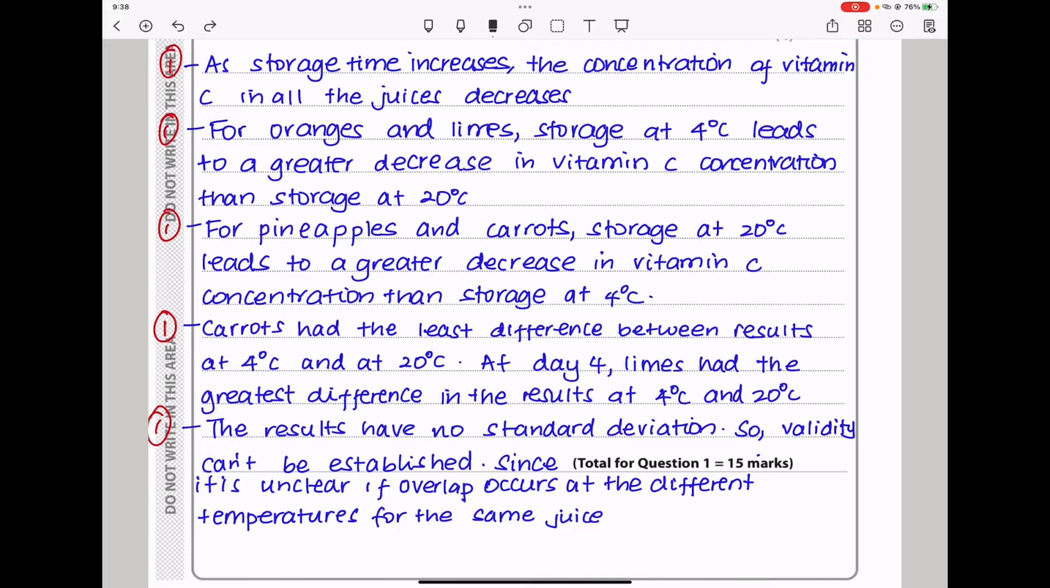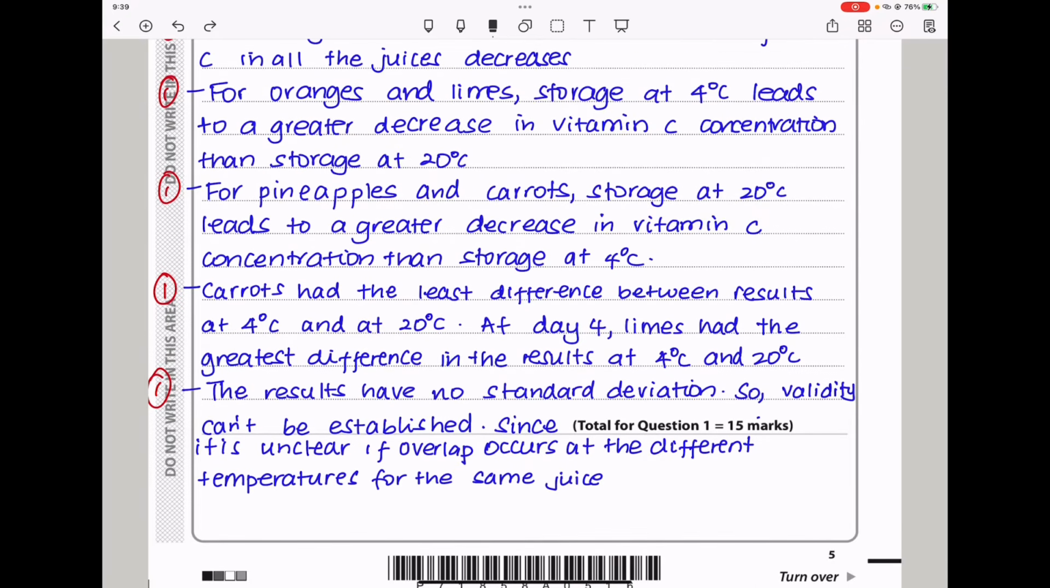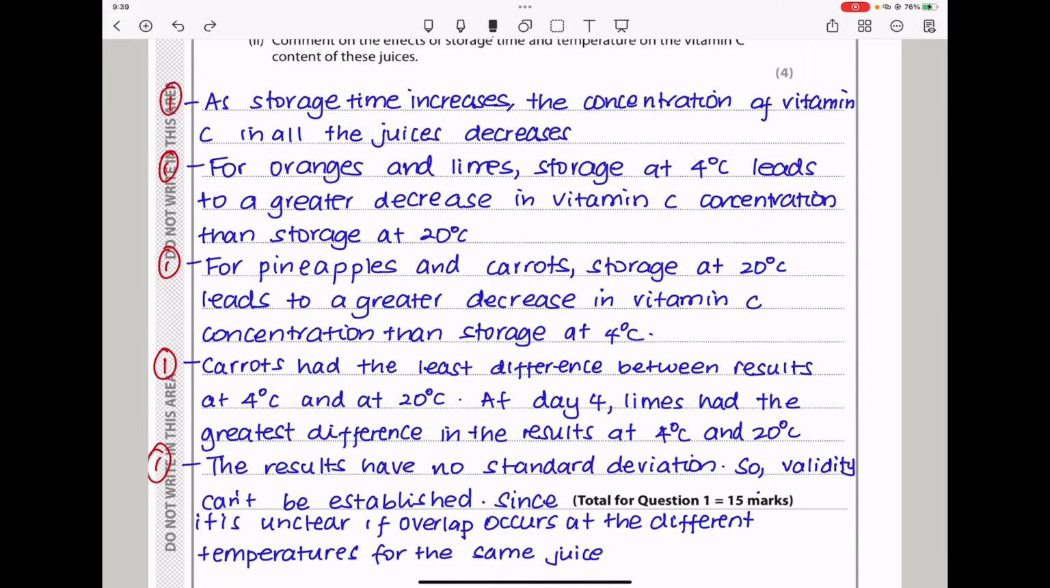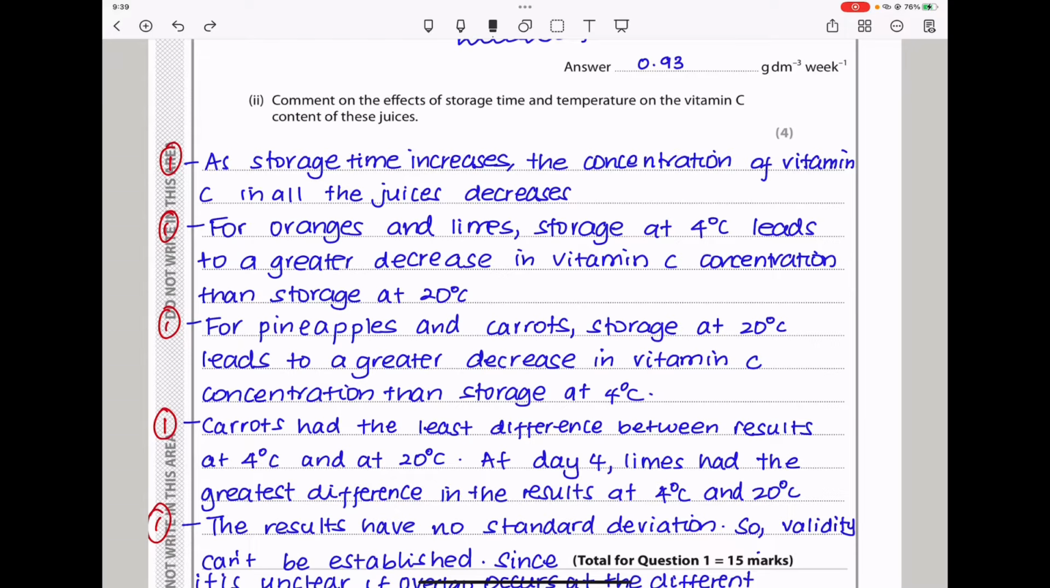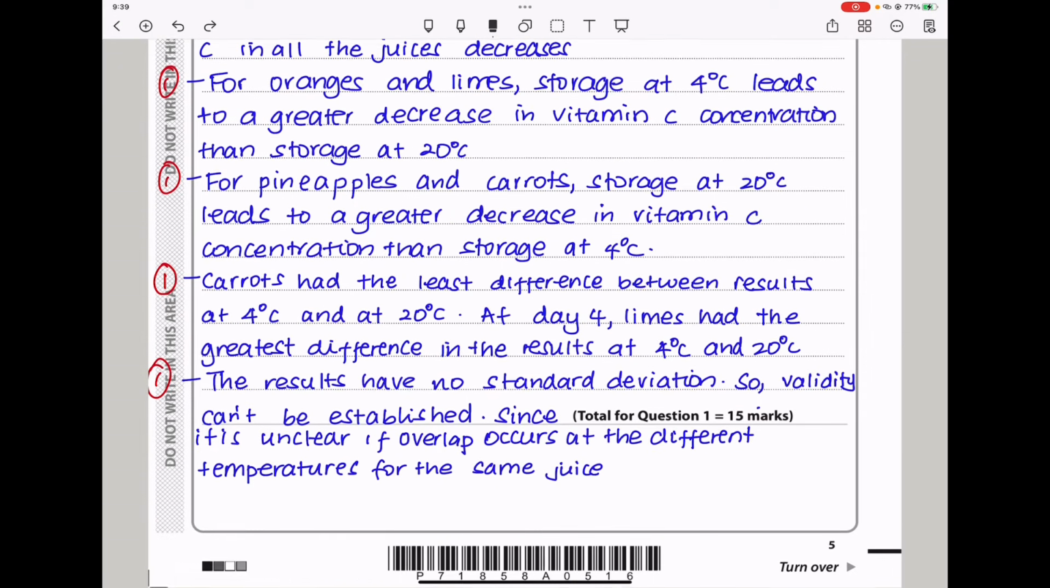At day 4, limes had the greatest difference in the results at 4 degrees and 20 degrees. And finally, the results had no standard deviation, so validity cannot be established since it's unclear if overlap occurs at the different temperatures for the same juice. So this was comment. That is why I put a point about commenting on the validity of the results. So this brings us to the end of question 1. Let's continue to question 2.